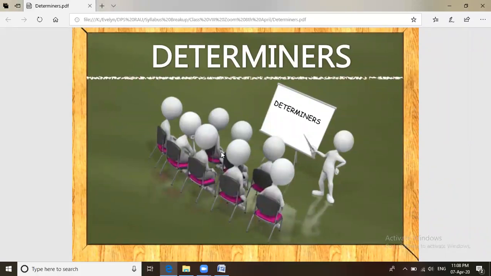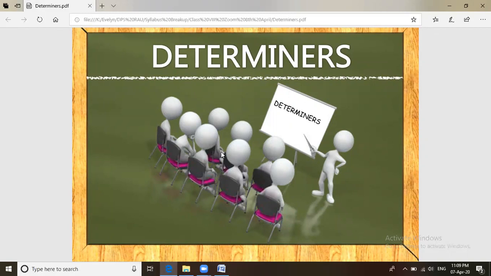Determiners are words that you put before the nouns, and determiners give some important information about nouns. Adjectives also give us information about nouns, okay? But there can be a sentence without an adjective, but there cannot be a complete and correct sentence without a determiner.